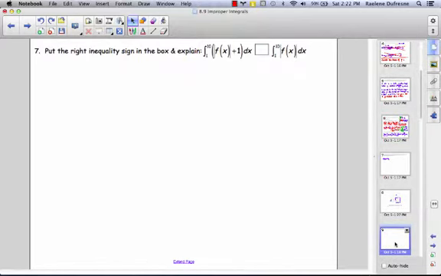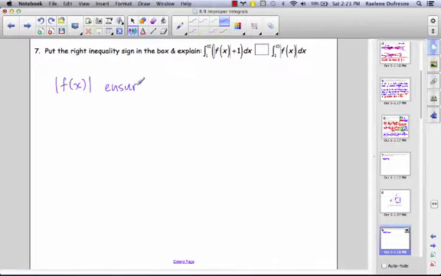So to continue on with this exploration of this idea, we're going to put the correct inequality sign in the box here and explain. The definite integral from 1 to 10 of the absolute value of a function plus 1 dx is what size? Greater, equal, less than? The definite integral from 1 to 10 of the absolute value of a function dx. The reason we're talking about the absolute value of a function is just to ensure that the height is not negative.